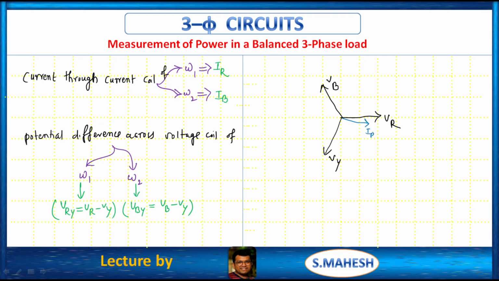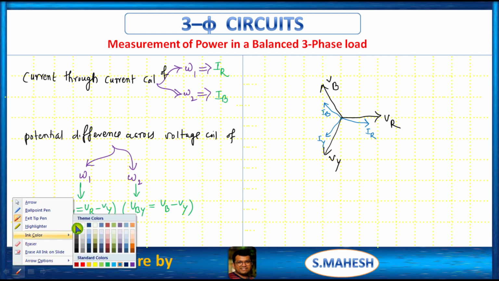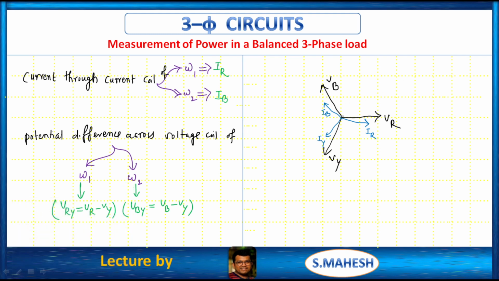Okay, this is IR. This is Iy. This is Ib. Completed. Next, we have to get Vry. Vr minus Vy, right? This is Vr minus Vy. Like that. In any case we are going to get Vr minus Vy.